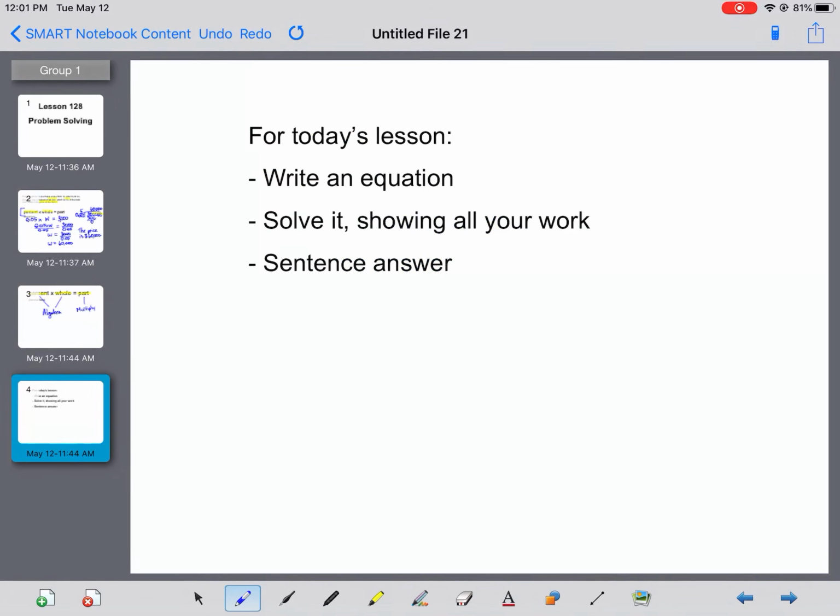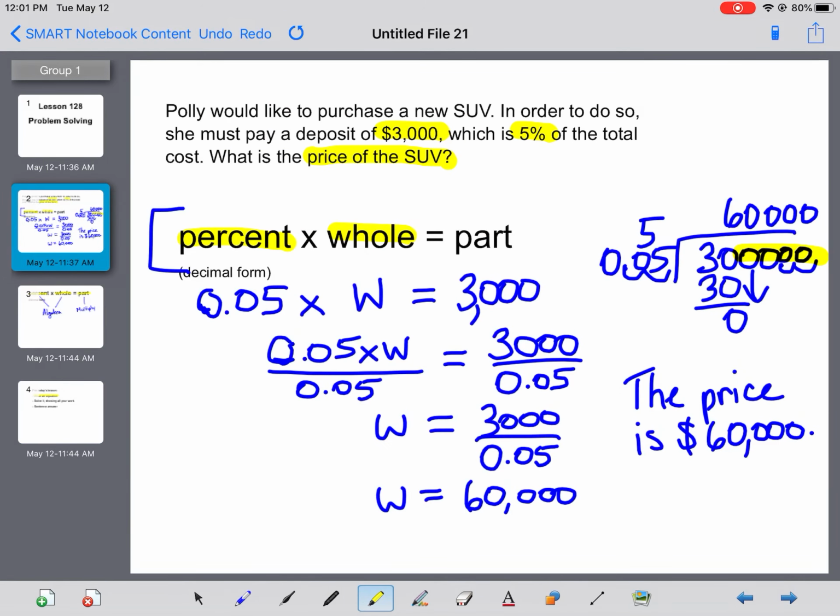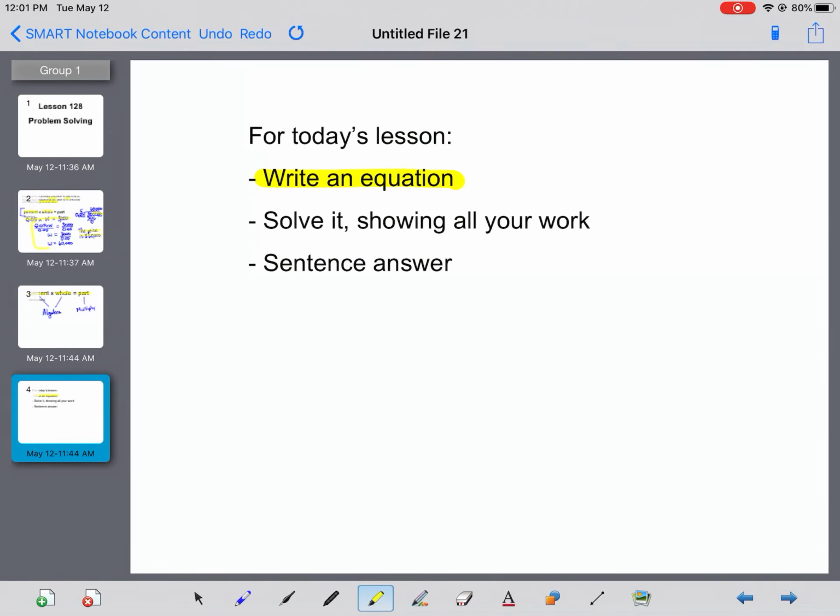And then as you do today's lesson, make sure that for each of the questions, you are, number one, writing out an equation. So making sure that you use the percent times whole equals part. Make sure it starts out like this. Then what you do is you solve the equation. So show me all of your steps. And then you give me a final sentence answer. Okay, so write an equation, solve it showing all your work, and then give me a quick sentence answer as your final answer. And I'll make sure that my answer key shows all of those steps as well. So if you went wrong somewhere, you can figure out where you did it.